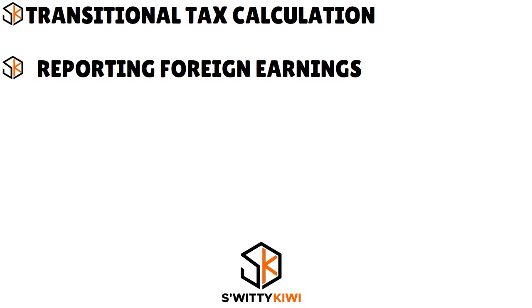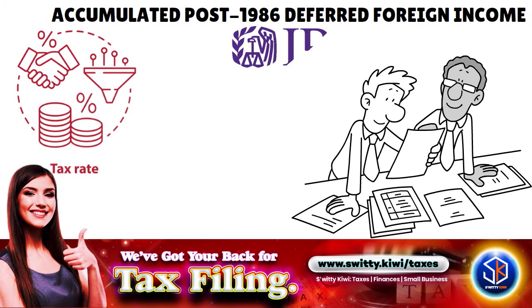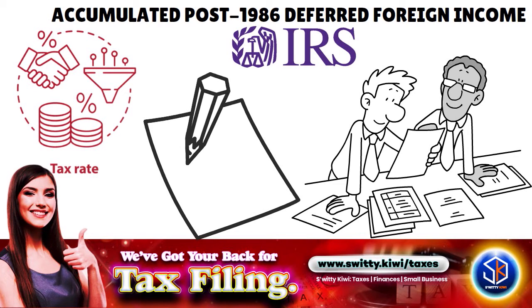And also, you have to report foreign earnings. Form 965A requires detailed reporting. I'm really serious about detailed, because the IRS is really granular in terms of the reporting. So we are speaking about detailed reporting of the accumulated post-1986 deferred foreign income of specified foreign corporations, and the form actually provides specific lines for reporting those amounts.